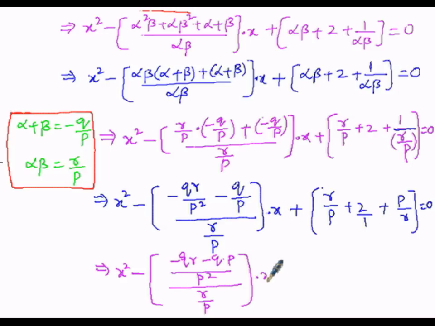Into x plus. The LCM of p1 and r is pr. So p and p get cancelled, so the numerator is r into p, p gets cancelled, only r is left over, plus 2, one number of times is pr times, plus r and r get cancelled, so p into p is p square, equals 0.